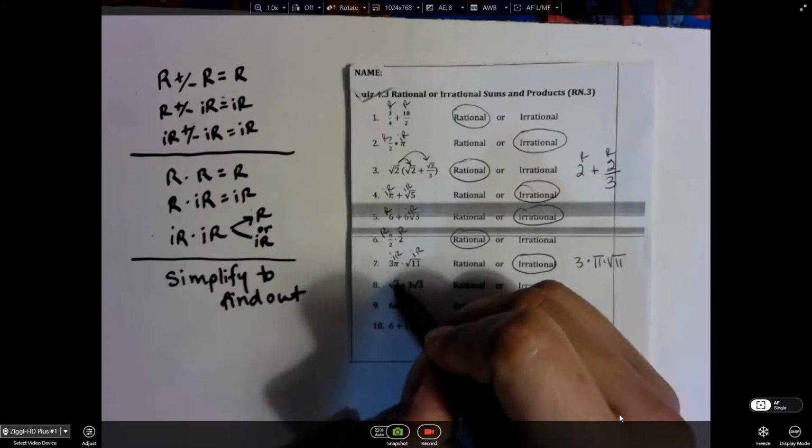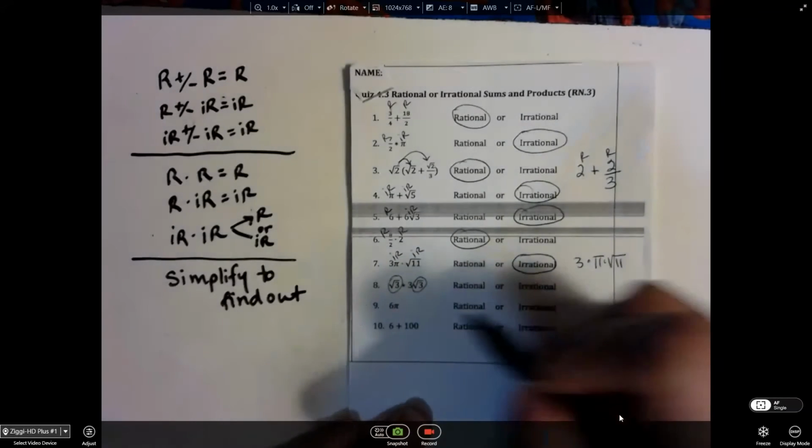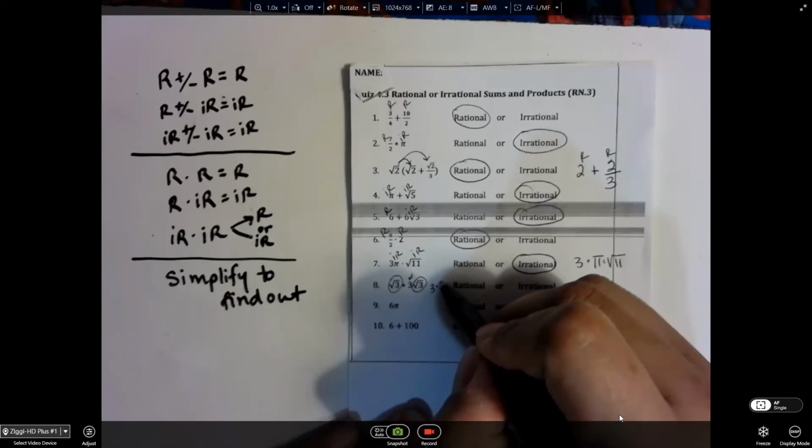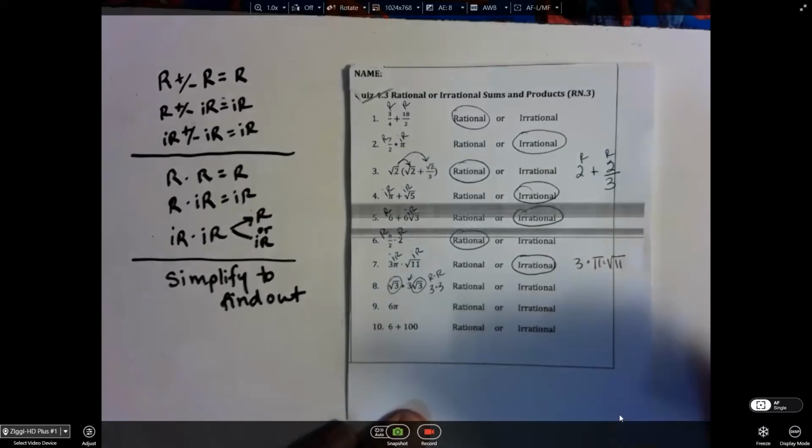Well, the radical 3 times the radical 3 becomes a regular 3, but you already had a 3. So this is 3 times 3. So this is rational times rational, which means your answer is rational.